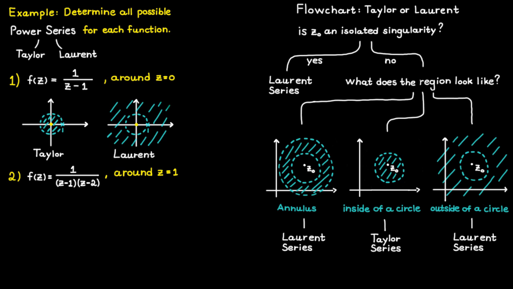And now we'll try to repeat this method for our next example. So here you can see that the point of expansion is at c equal to 1, and the function has isolated singularities at c equal to 1 and at c equal to 2. And we can therefore create two different regions, one inside of a circle and one outside of a circle.